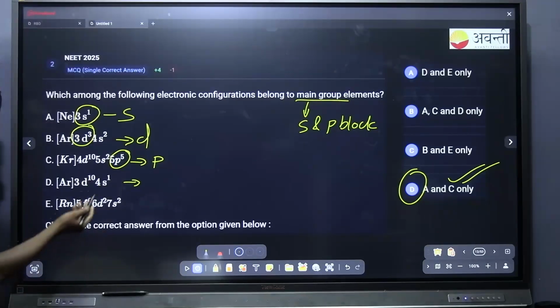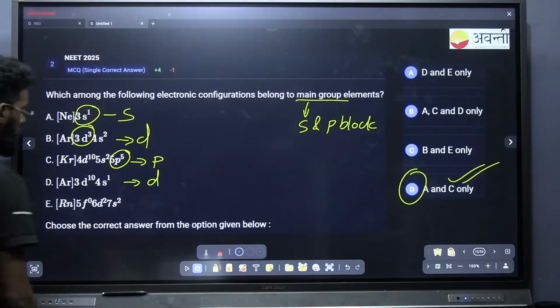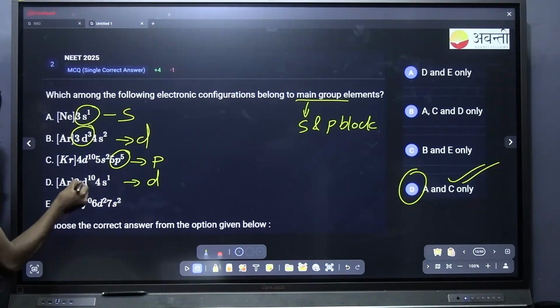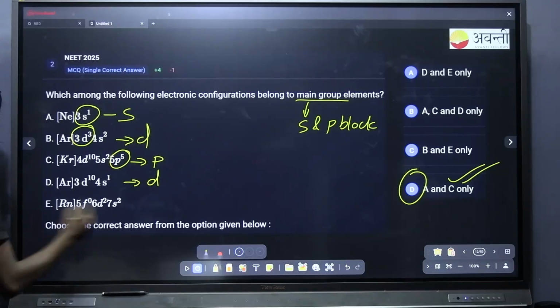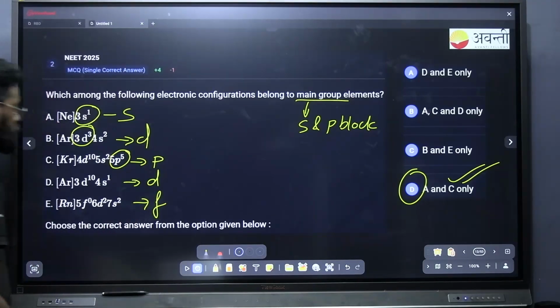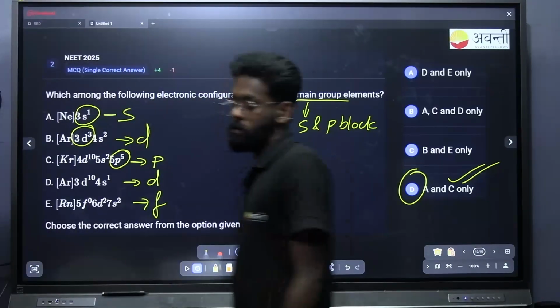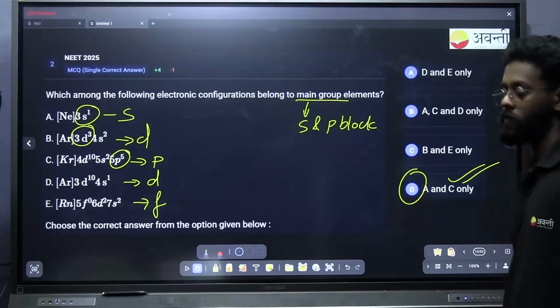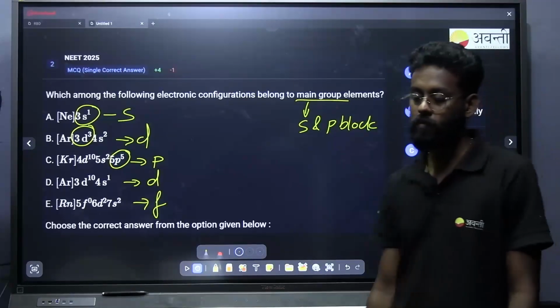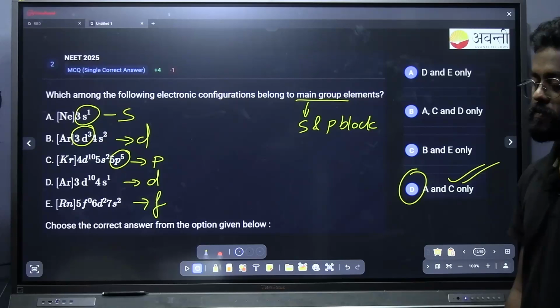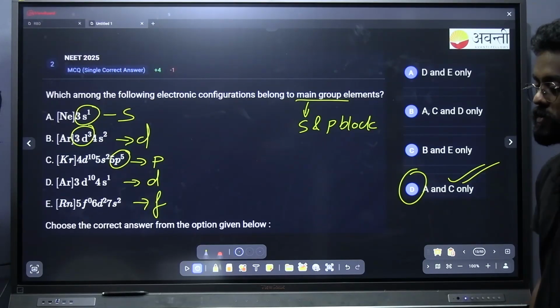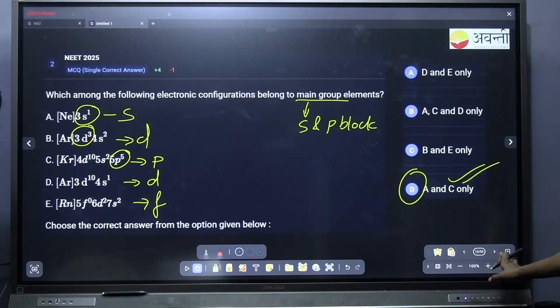Now what about here? 3d10 4s1. The last electron is entering the D orbital, because 3D has the highest n plus l value. Then what about the last one? Here it is the actinide series, so it is an F block element. So these are the different blocks belonging to these electronic configurations. Is it clear, everyone? Can we move to the next question? Okay, now we'll move to the next question.